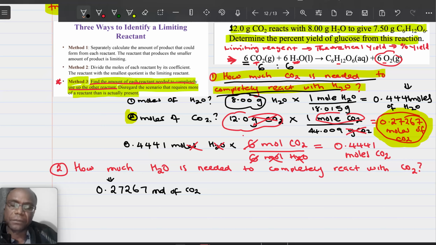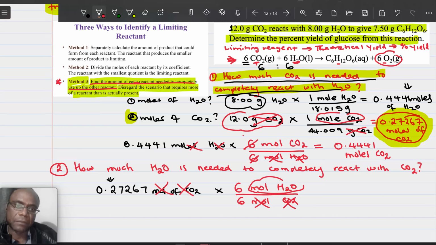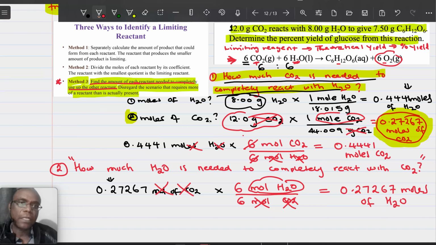0.27267 moles of CO2. We are going to multiply it by the conversion factor for every 6 moles of water, because that's where we are going, you need 6 moles of CO2. This will help us to cancel out moles of CO2. Our answer will be in moles of water. Remember, we are asking how much water is needed to completely react with CO2. And it turns out to be 0.27267 moles of water. Now look at these two.